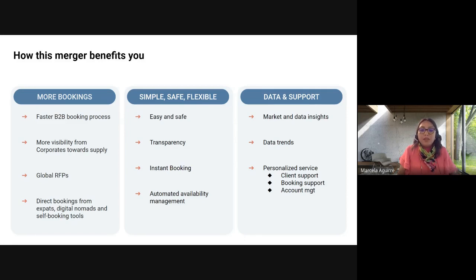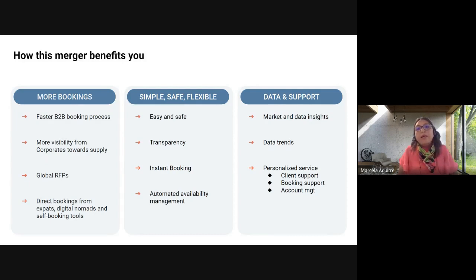There is no need going forward of someone filtering the supply. For the corporates, they can access the entire pool of options and possibilities. We together are going to be able to access global RFPs. And finally, direct bookings from the segments that we have mentioned before that tend to book directly, expats, digital nomads, and also self-booking tools. B2B and B2C coming together. So this is creating a bigger ecosystem.